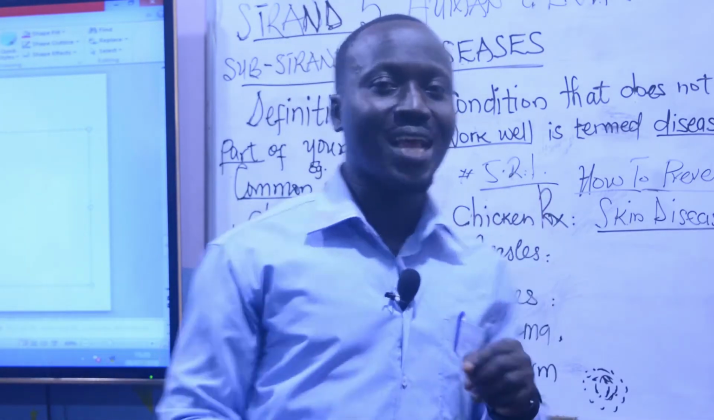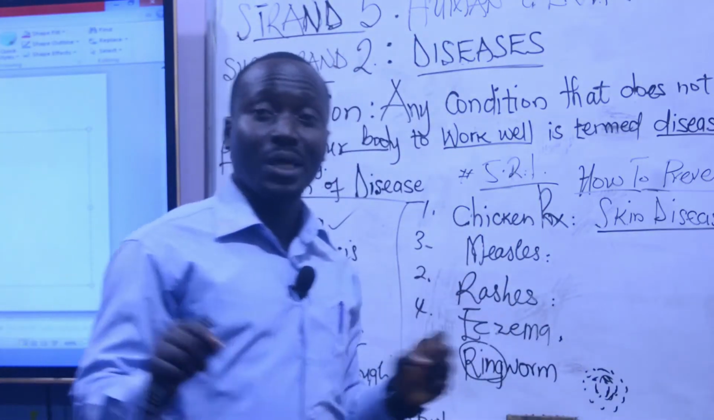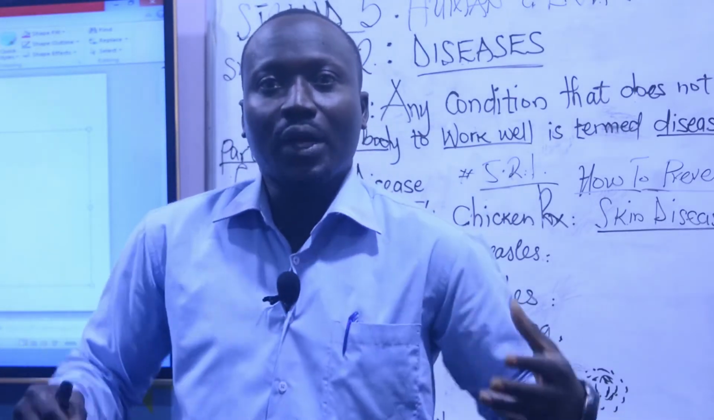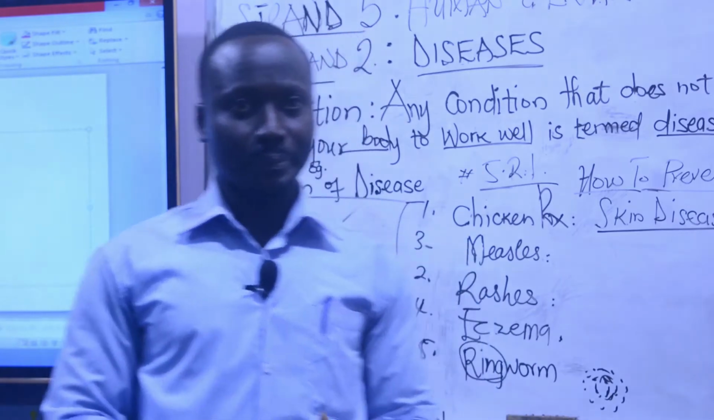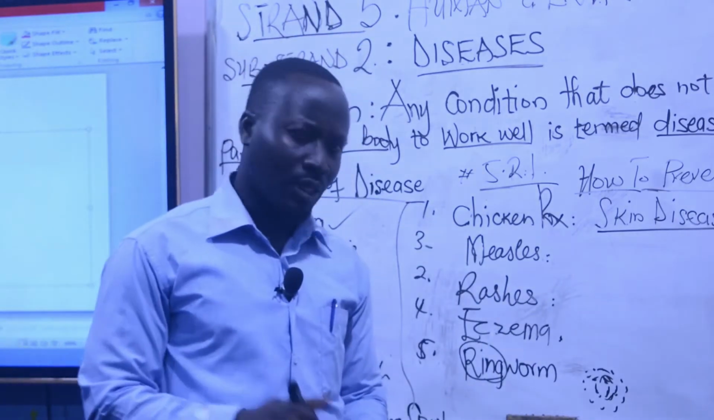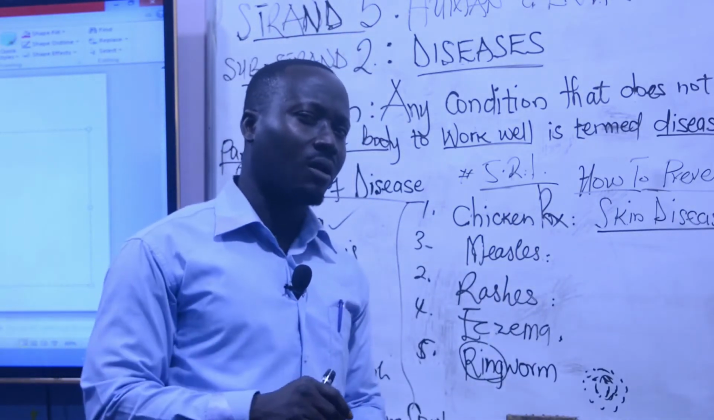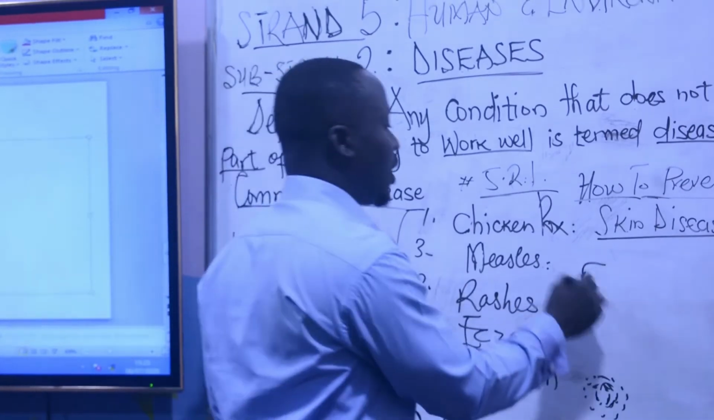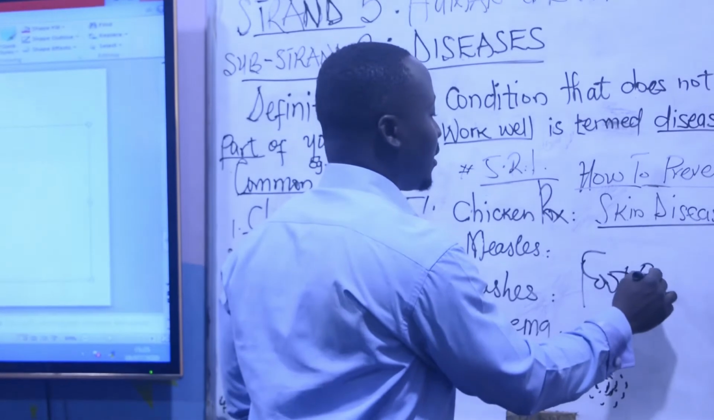Anytime you experience eczema or a crow, it means you don't properly clean or expose that part of the body to air. So eczema. We also do have something called foot rot. Foot rot is also a skin disease.